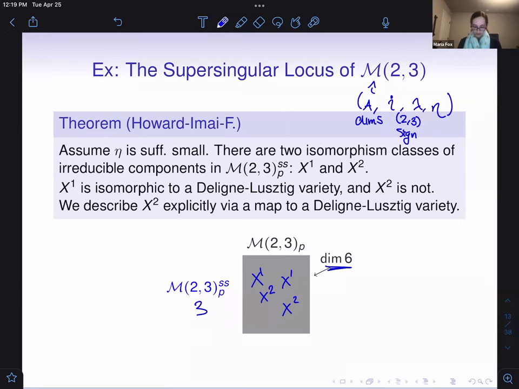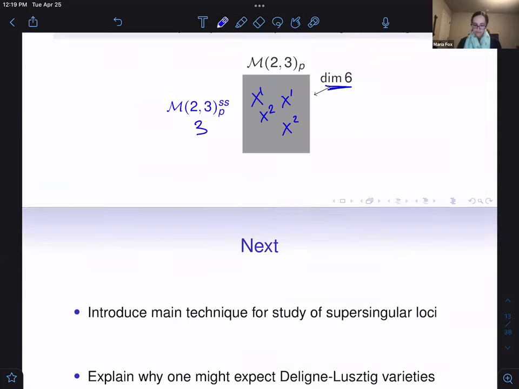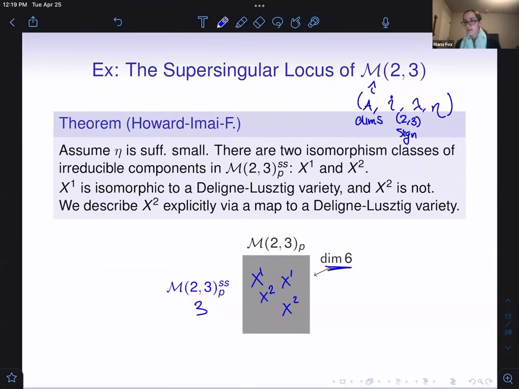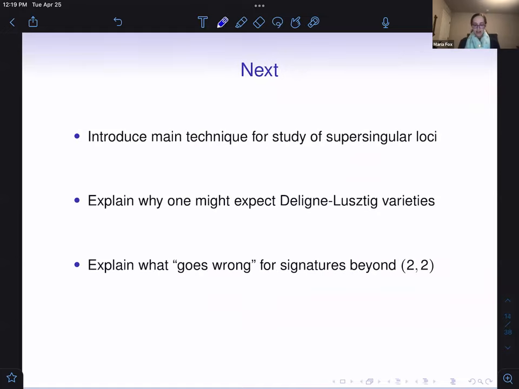So this is what looks different in signature 2-3. These are our three prototype examples. What I'd like to do next is introduce the main technique for studying supersingular loci, how these authors came up with these descriptions, explain why we might expect Deligne-Lustig varieties, why that's a reasonable thing to hope for, and then explain what goes wrong in signature 2-3 and beyond.